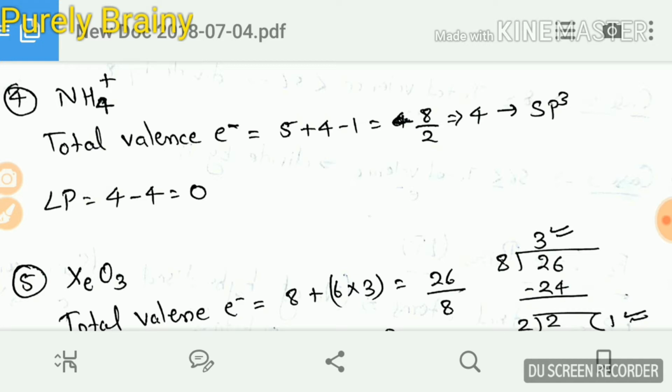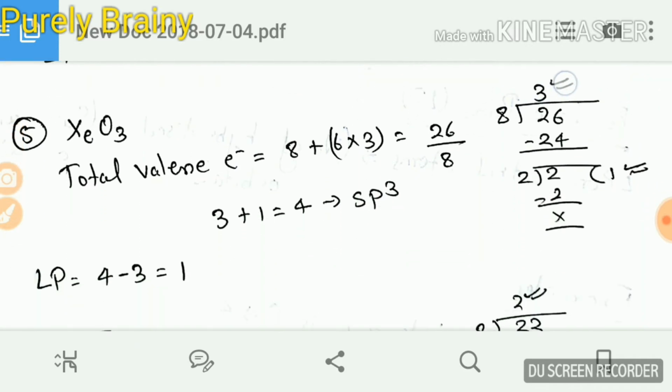Now to calculate the lone pair, the number of hybridized orbitals is 4 and the number of surrounding atoms is also 4, as in the ammonium ion 1 nitrogen is surrounded by 4 hydrogens. So the total number of lone pairs will be 4 minus 4, that is 0.